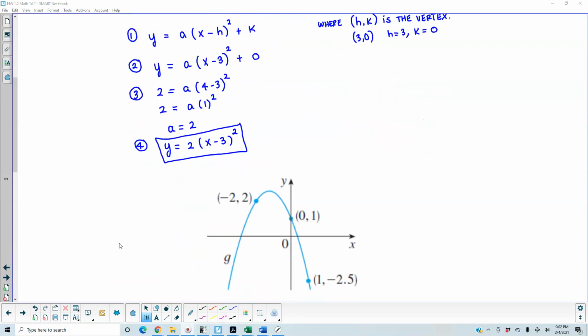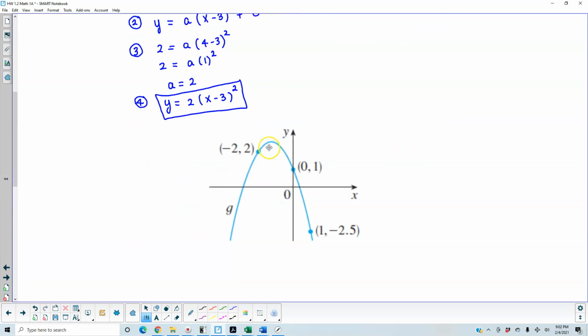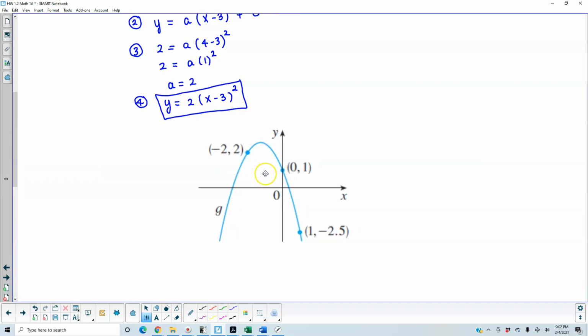Now let's take a look at this next graph. This next graph is a parabola. We don't know what the vertex is, so we can't use the vertex formula. But we do know that if it's a quadratic, then the quadratic is in the form of y equals ax squared plus bx plus c.